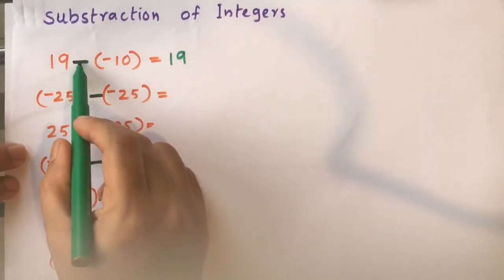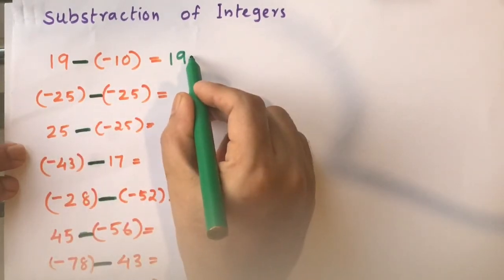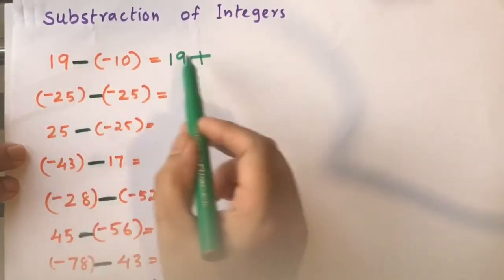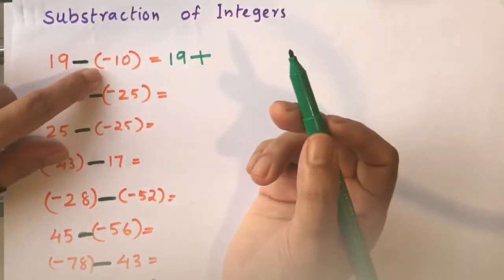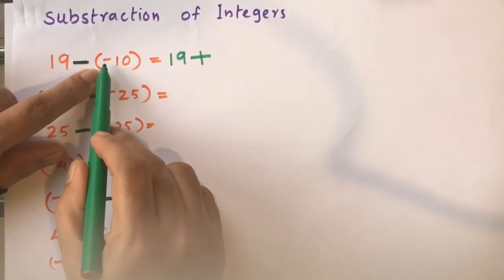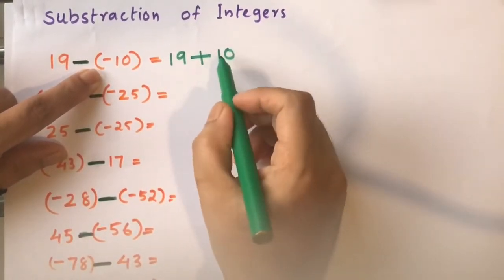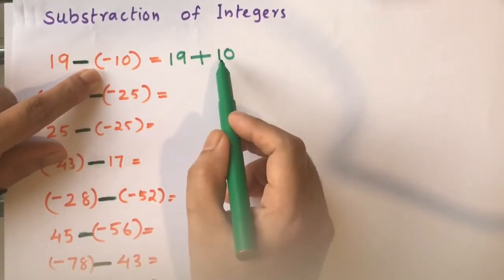Then change the operation. Here the operation is subtraction, so change the operation means change it into addition. Subtraction will be changing to addition. Then change the sign of the second integer. Here the sign is negative, so it will be changing to positive 10. Negative 10 will be changing to positive 10.